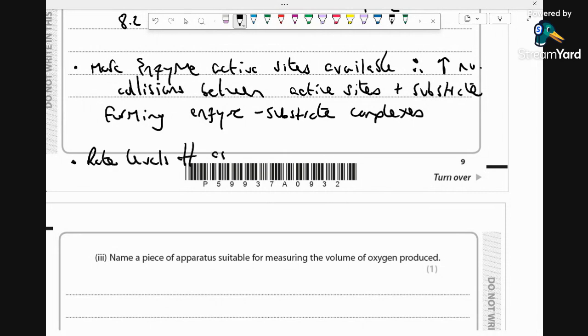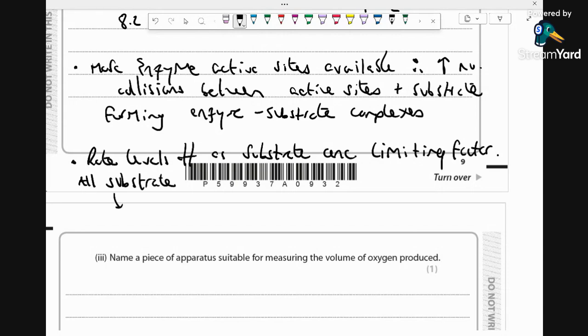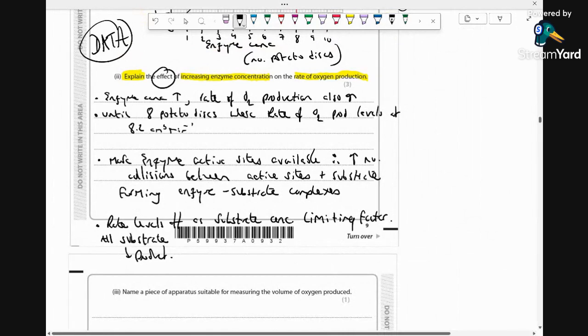as the substrate concentration becomes the limiting factor. And all substrate is therefore being converted into product. Okay. Now, quite a lot for 3 marks, but I don't know where the 3 marks are coming from exactly. So, you know, it's worth pointing that out.